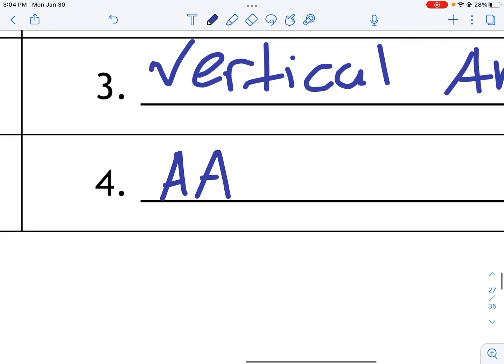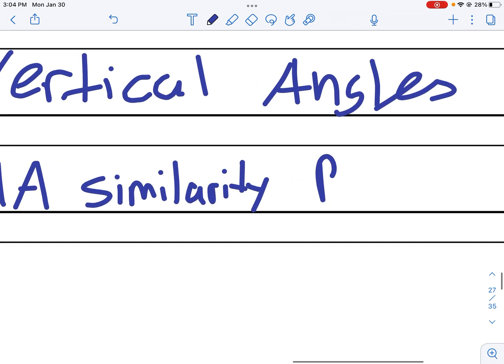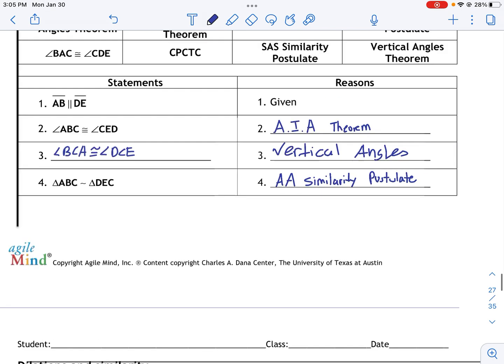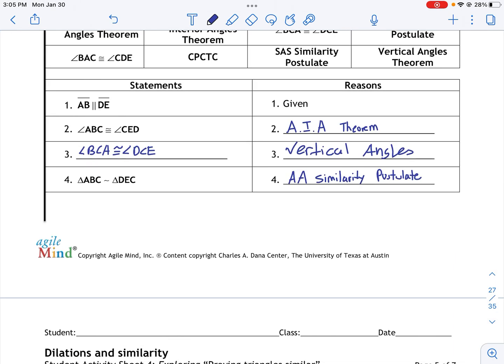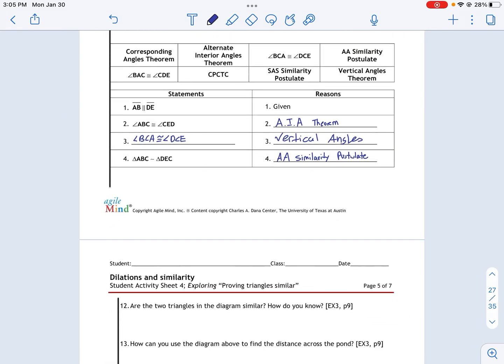And then our last part, I have everything I need. I have two angles that are congruent, so I can show that these two triangles are similar by AA similarity, if you like to use the word postulate at the end. So AA similarity postulate.